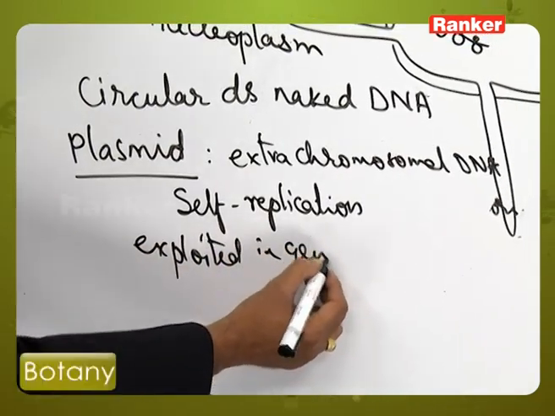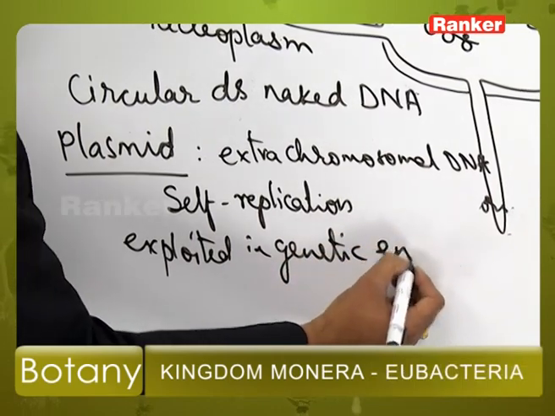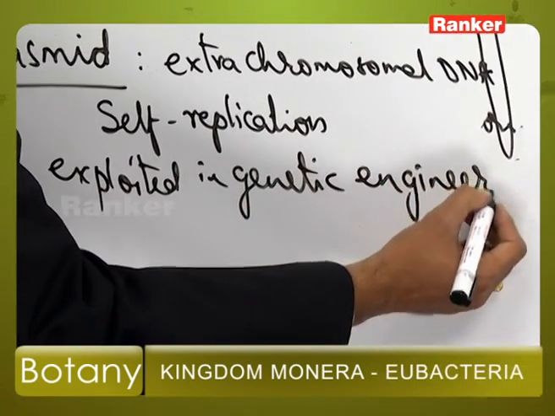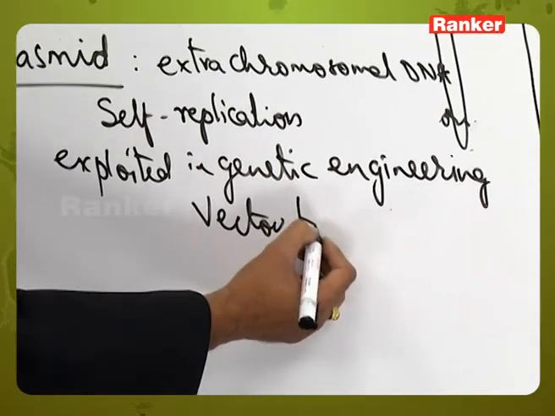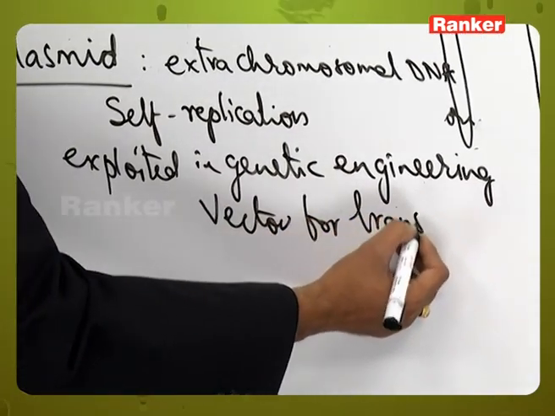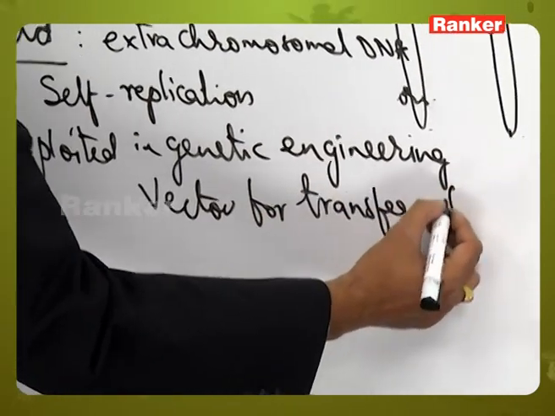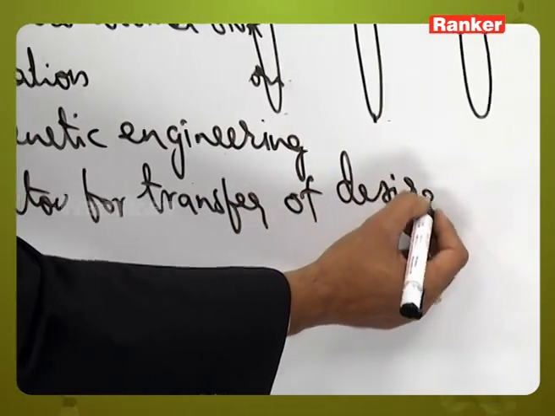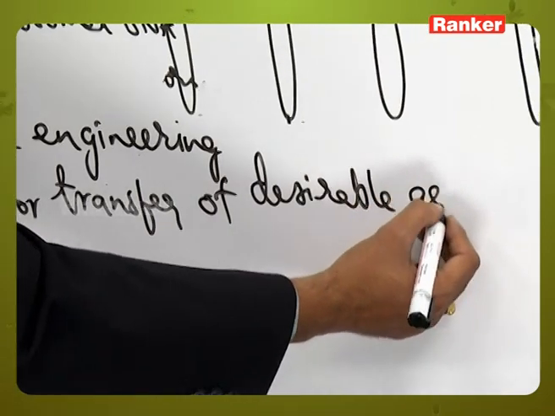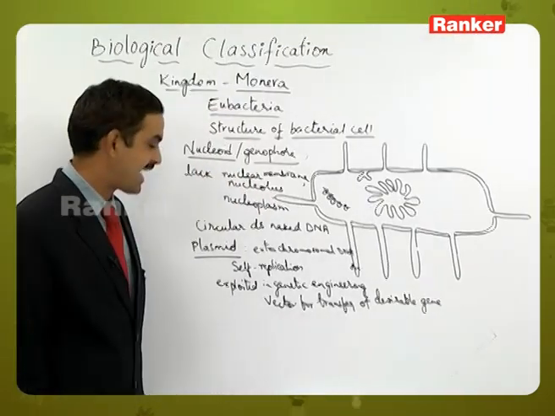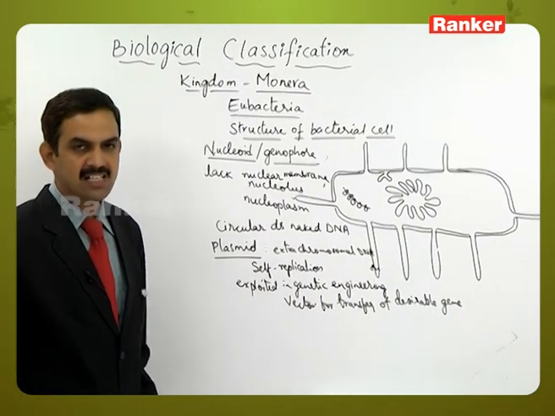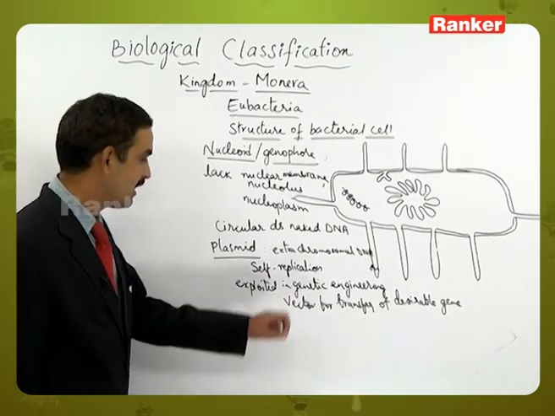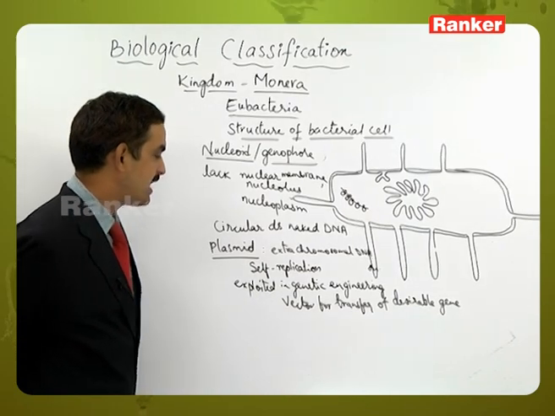in genetic engineering. In which manner is it exploited? It is used as a vector for transfer of desirable genes from one organism to the other organism. So it acts as a vehicle for the transfer of genetic material or the desirable gene from one organism to another in the technique of genetic engineering.